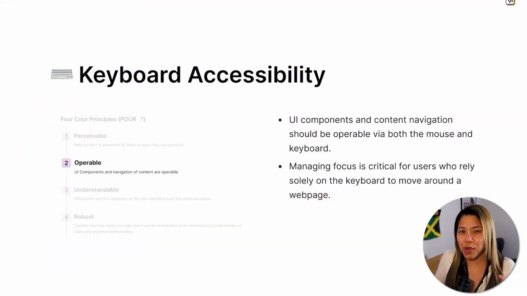And if you remember the POUR acronym, the O in that acronym stands for operable. And it represents a principle that emphasizes the usability of UI components and content navigation, ensuring that all interactive HTML elements such as links, buttons, and form inputs, for example, are not only functional with a mouse, but also fully operable via a keyboard. Although focus can be activated via mouse interaction, focus management is especially critical for users who rely predominantly on the keyboard to move around a web page.